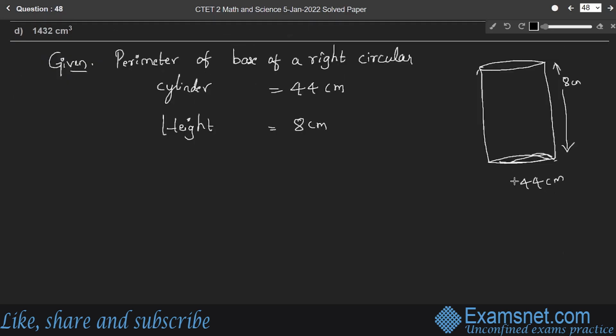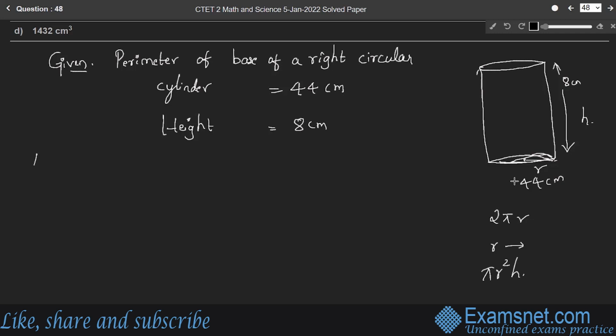Here perimeter of base of the right circular cylinder, formula to find perimeter is 2 pi r, and then we have to find the radius of the base of the right circular cylinder r, and with that value radius we have to find volume of the right circular cylinder, that is pi r square h. So we know the value of h already. So substituting the value of h and r, we will get volume of the right circular cylinder.